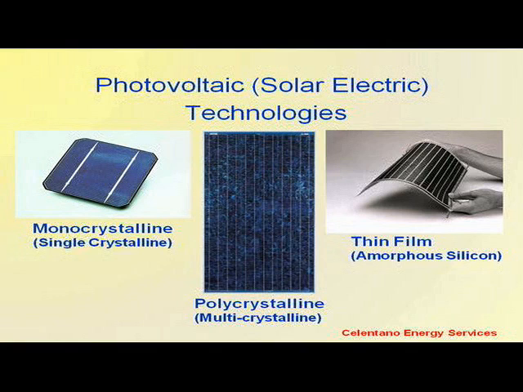So the thin film technology, this takes silicon and you spray it onto some substrate, which can be flexible, it can be a film. The silicon is not crystallized. This is the least efficient way of making a solar cell, but it's also the cheapest, and it can be useful in certain applications. The most common on the market today is polycrystalline.